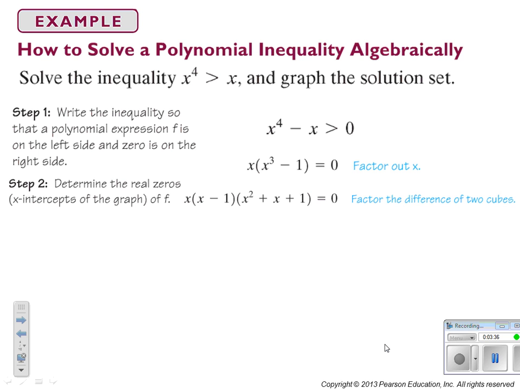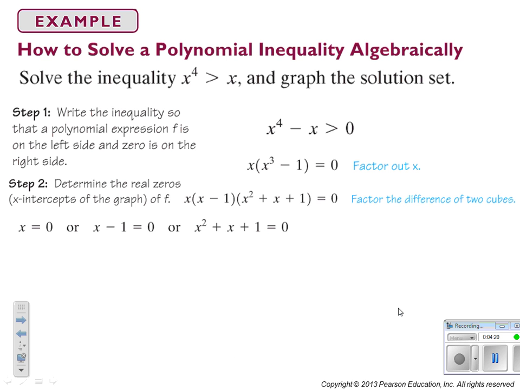X cubed minus 1 is a difference of cubes. If you don't have the difference of cubes formula, let's go ahead and highlight this. Somewhere on your paper, write difference of cubes. And I will put up the correct difference of cubes: your first term minus your second term, times the parenthesis with your first term squared plus the product of the two terms plus the second term squared. I'll put the formula up on the board.